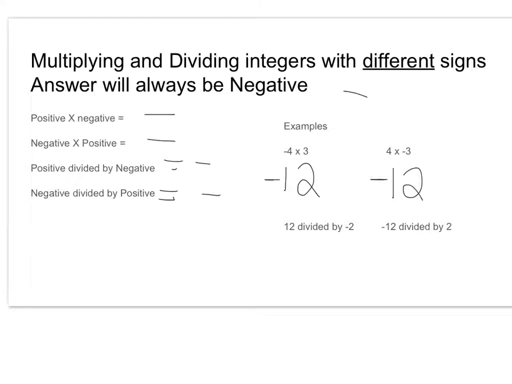We have 12 divided by a negative 2. Do the math first, and then worry about the sign. 12 divided by 2 is 6, and we have two different signs. We have a negative 2 and a positive 12, so it's going to be negative. We have a negative 12 divided by 2. Again, it's going to be 6. We have a negative 12 and a positive 2. Different signs means it's going to be negative.